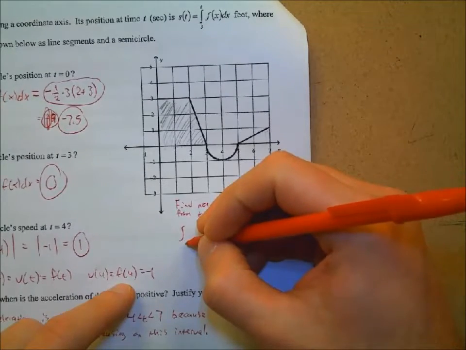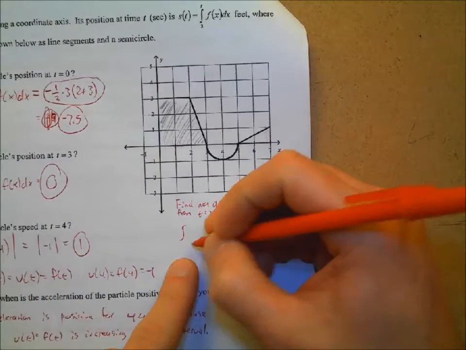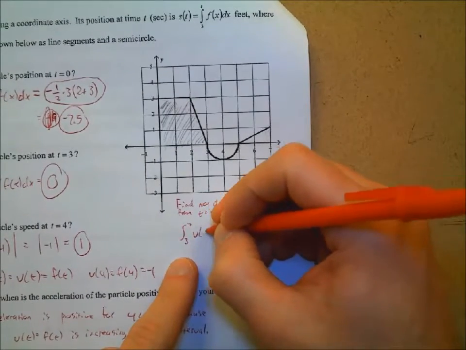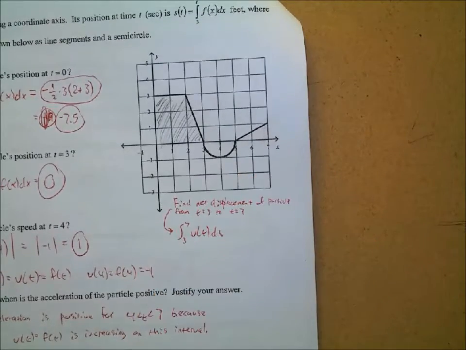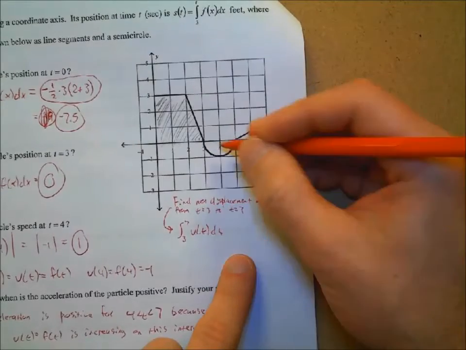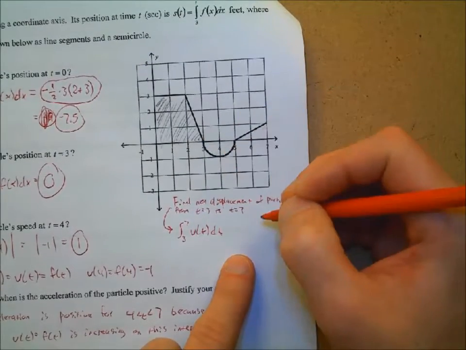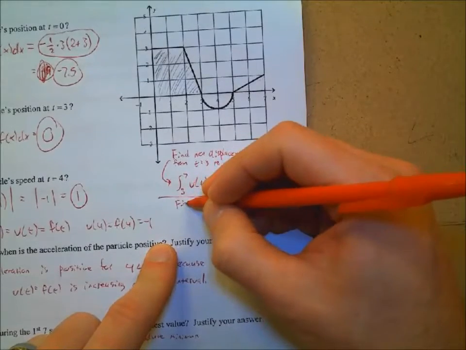So net displacement is the more straightforward one. It's just the net change of position. So from 3 to 7 of the velocity, like that. That yields this, and you just do the integral as you see it there, the integral from 3 to 7 of the velocity.